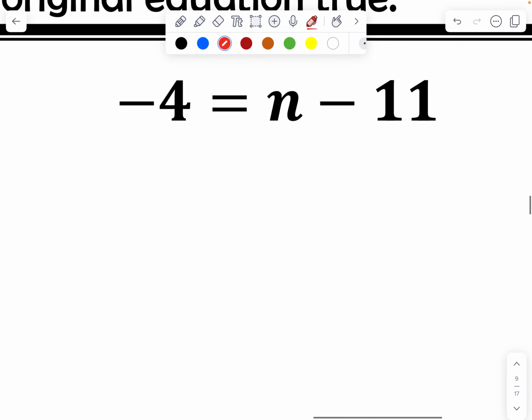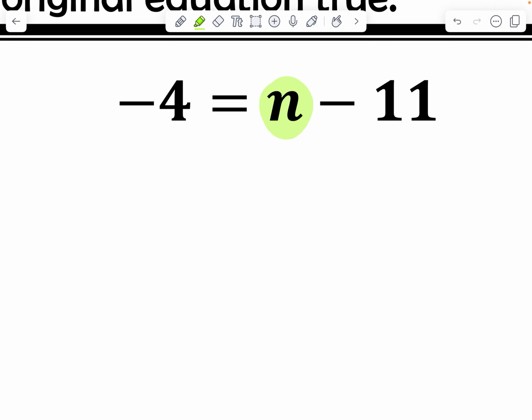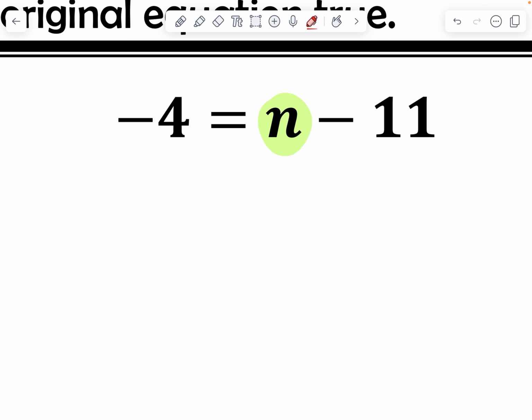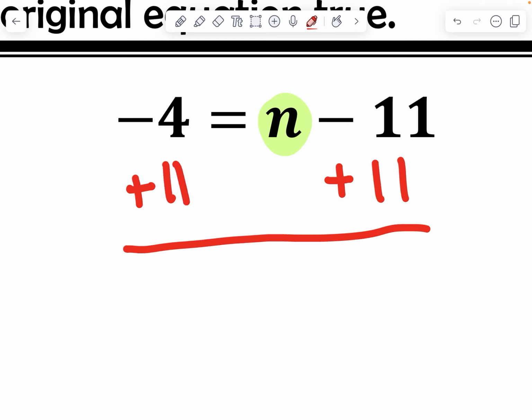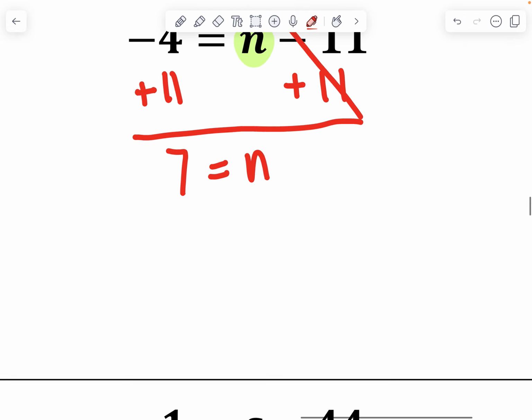We have negative 4 equals n minus 11. So we always want to get the variable alone. So the n, we need to get rid of the minus 11. The inverse of minus 11 would be plus 11. And whatever we do on one side, we always do on the other. So those will cancel out, leaving just our n. And negative 4 plus 11, those have different signs. We would subtract them. 11 minus 4 is 7. Keep the sign of the higher number. 11 is higher. So we get this.